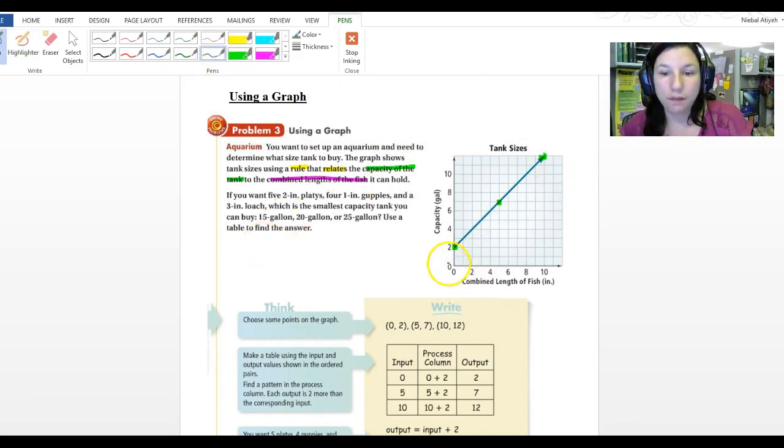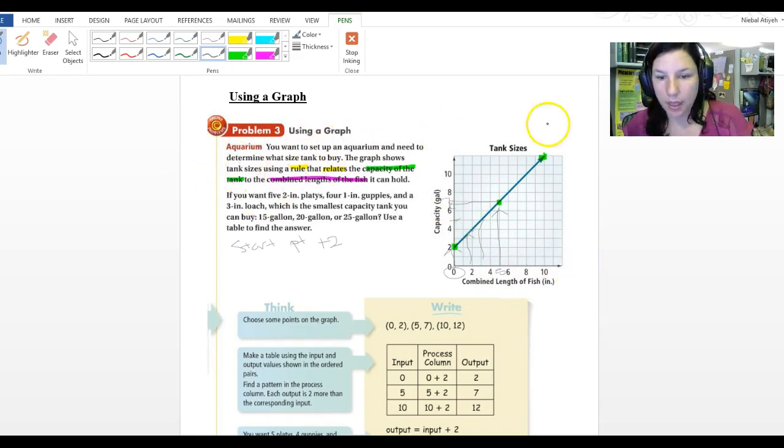They're saying if you have 0 combined inches of fish, you need at least 2 gallons. That's our starting point. Then if we have 2 inches combined length of fish, you would need 4 gallons. If you wanted 3 inches, it's 5 gallons. If I have 5 inches, you need at least 7 gallons.